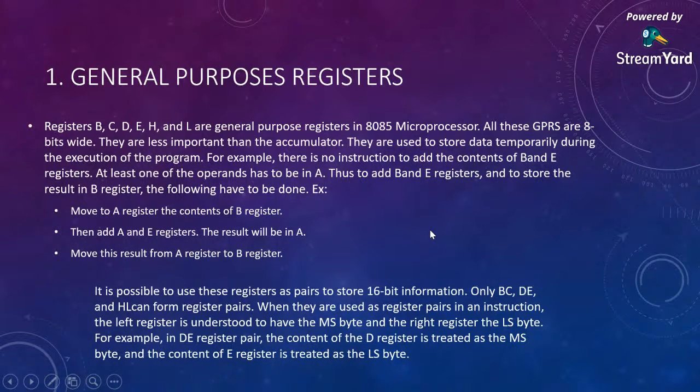Of course, it is possible to use these three register pairs to store 16-bit information. Only BC, DE, and HL can form register pairs. We cannot force them to form BD, for example, or CL, because they are destined together.